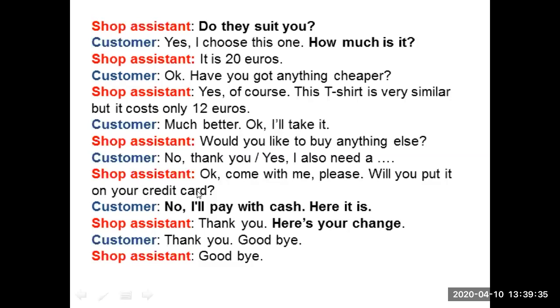Either you are going to pay by card or you are going to pay cash. Cash means with money, with bills. Okay, on your credit card? No, I'll pay with cash. Here it is. Thank you. Here is your change. Change means the money returned to you. Thank you.